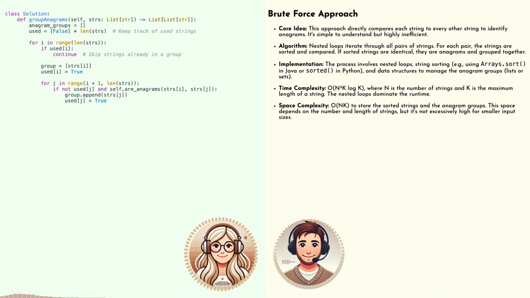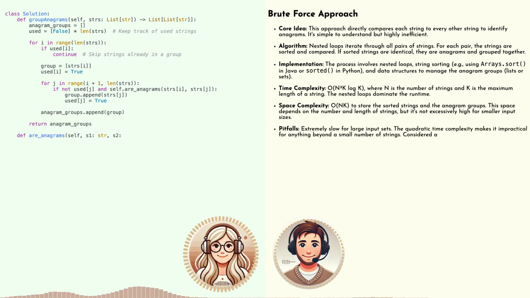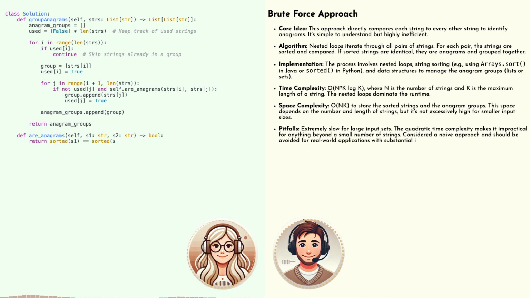Exactly. So if our list has listen, silent, and list, and maybe some other random words in there, our code should be smart enough to put those three together in a group because they're all anagrams. Got it. So let's say I'm staring at this problem for the first time. Where do you even begin? Well, a common first instinct is to think about a brute force approach. It's not always the most efficient way, but it can be a good way to wrap your head around the problem.